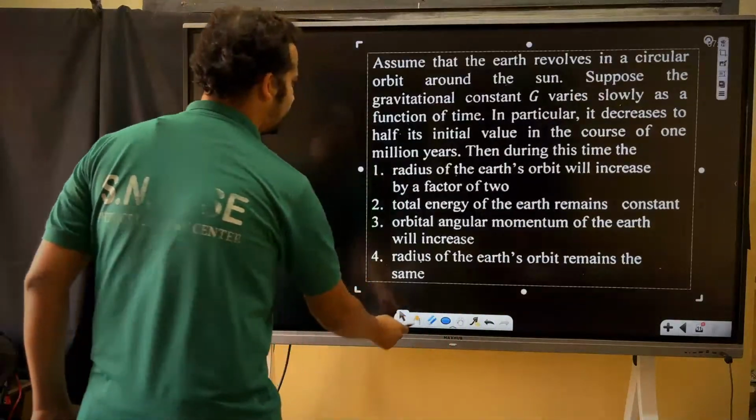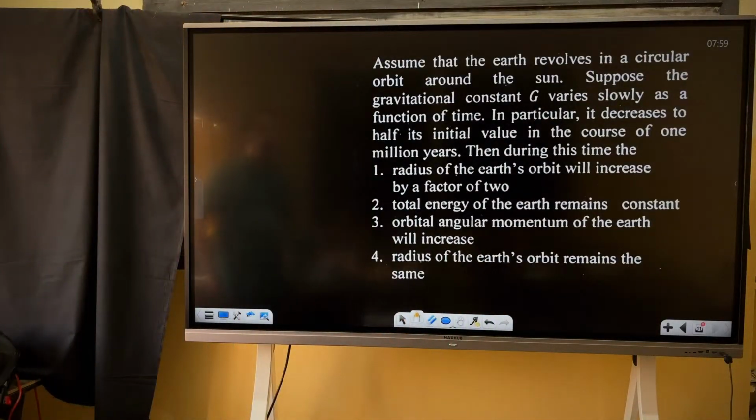Let me just give a hint for this one. Assume that Earth revolves in a circular orbit around the Sun. Suppose the gravitational constant G varies slowly as a function of time. In particular, it decreases to half of its initial value in the course of a million years. Then during this time, which of the following options holds for the radius of the Earth's orbit, total energy, and orbital angular momentum? Does the radius of the Earth's orbit remain the same?